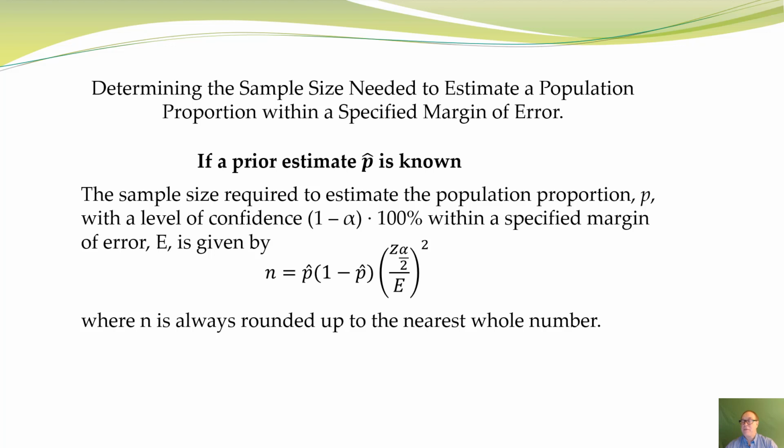So even if N would come out even, let's say N came out to 356, round it up to 357. You always round up. If it was 356.25, round up to 357. If it was 356.89, round up to 357. So you always round up to the next whole number.